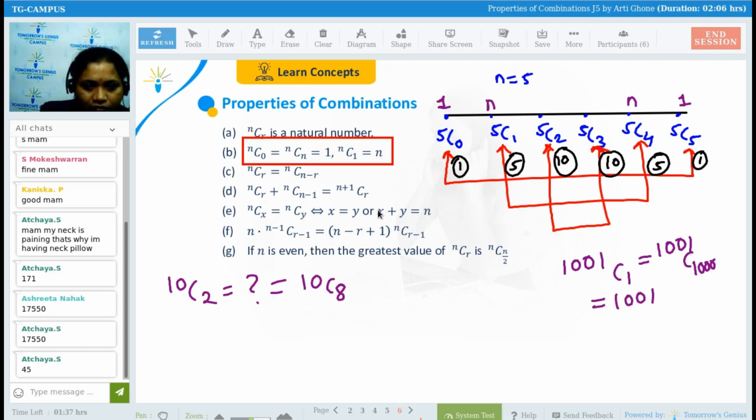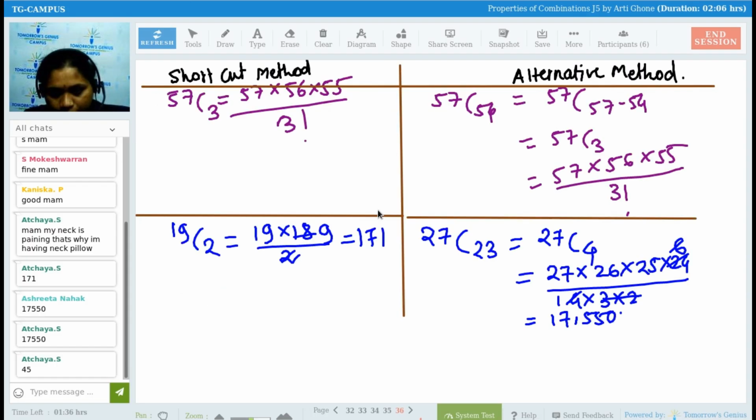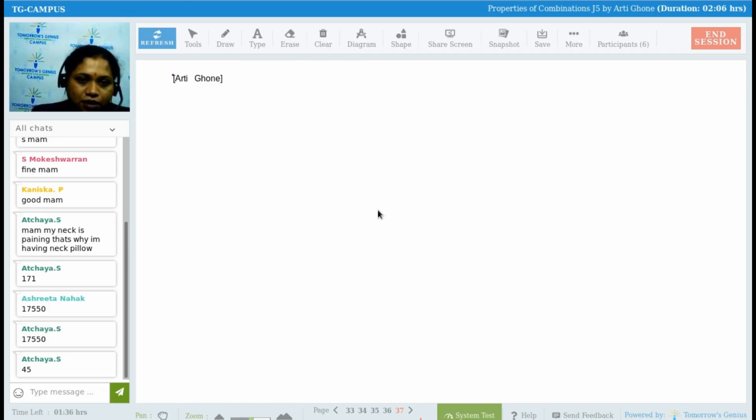Fine. Just have a look at this property. nCr and this is r minus 1 actually. nCr plus nC(r minus 1) is equal to (n plus 1)Cr. Now how this is working, see. We have to use this property many times, so I'm just taking it on a blank page. See, this is an extremely important property once again.